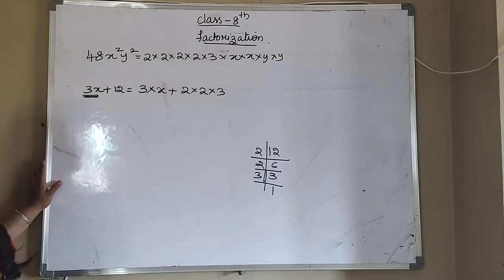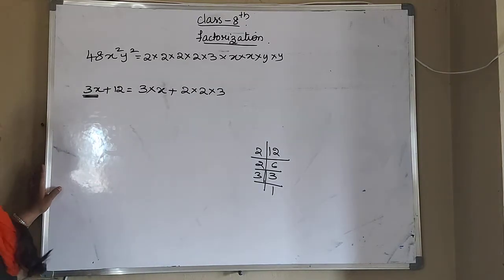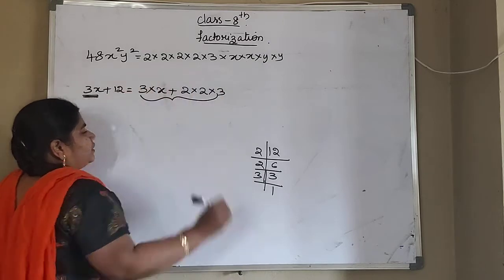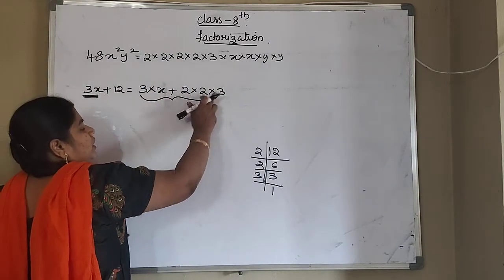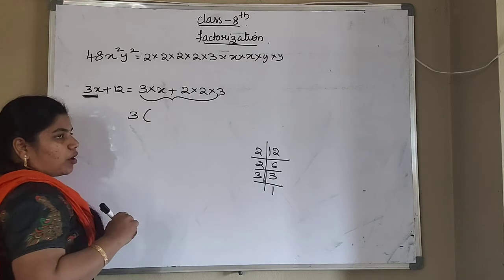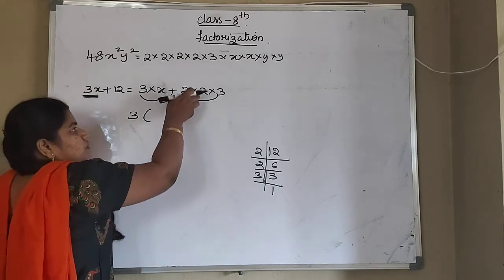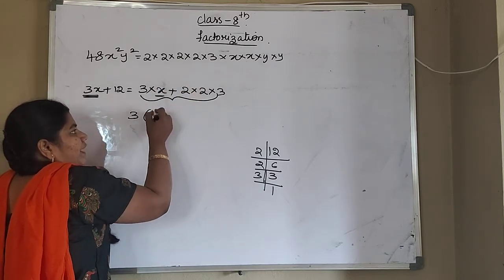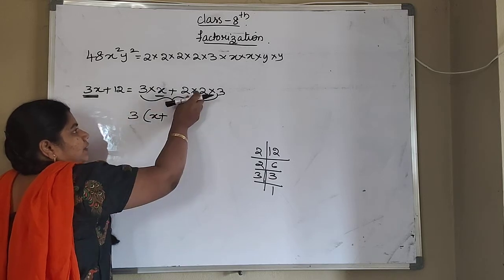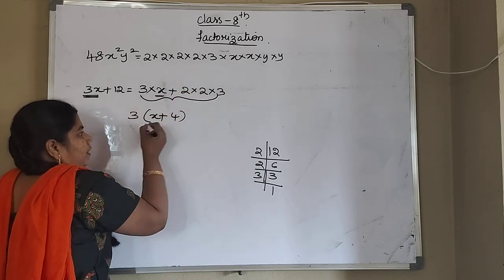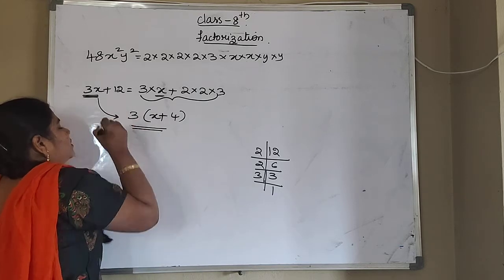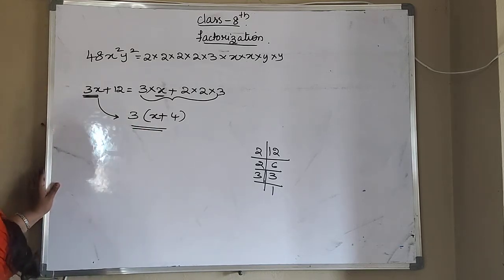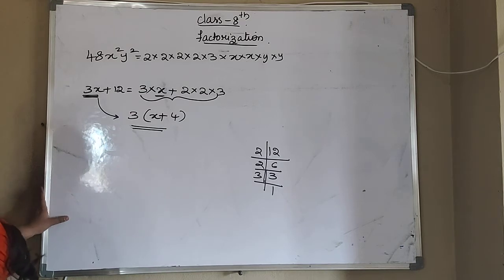Now in this, which value is common? In these two terms, 3 and 3 are common. So you take out 3 as common, and the remaining values you write in the bracket. In the first only x is remaining, and in the second 2 into 2, that is 4, is remaining. So what are the factors of 3x plus 12? That is 3 into (x plus 4).